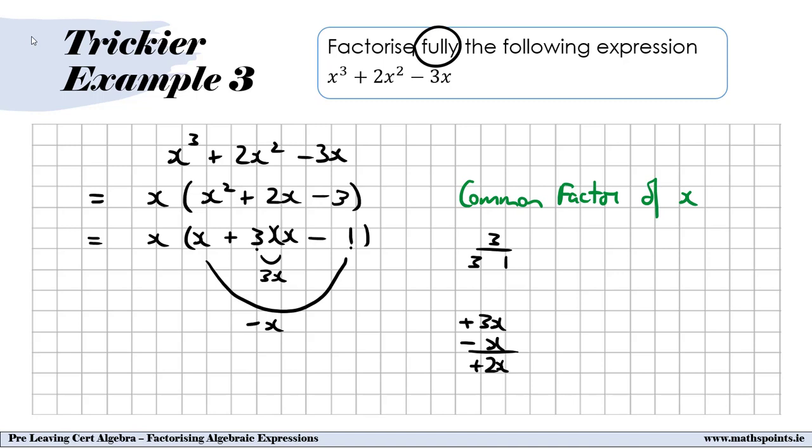Now, let's just finally go through the factorization of the quadratic again. X by x is x squared, 3 by minus 1 is minus 3, and then plus 3x minus 1x, the inner combined with the outer, gives us plus 2x. And so this is the final factorization. So this expression factorizes into x plus 3 multiplied by x minus 1.